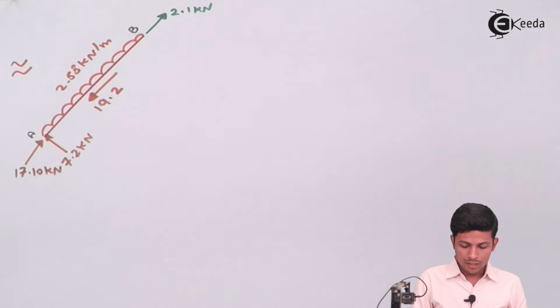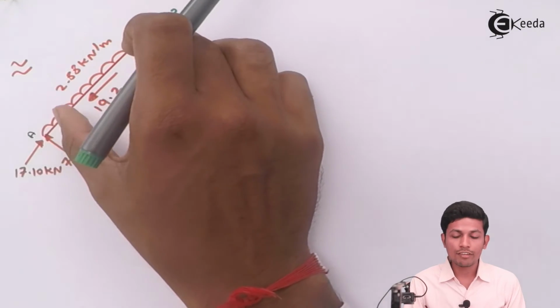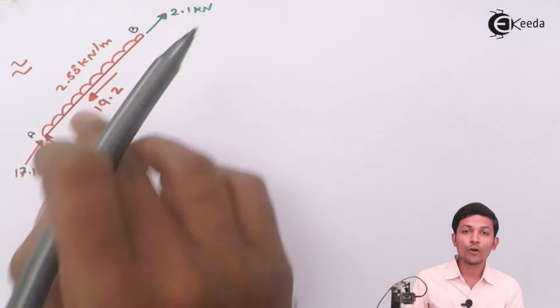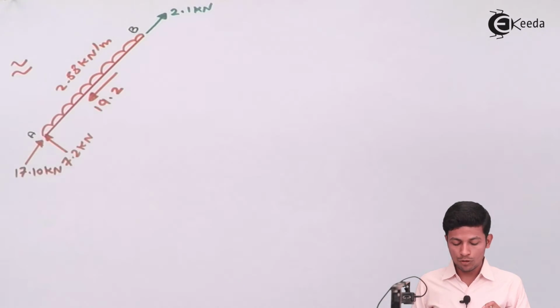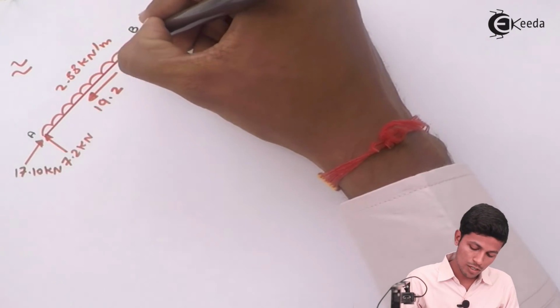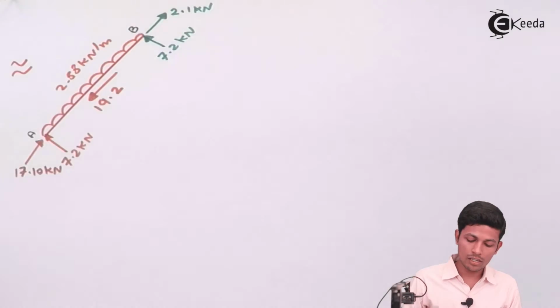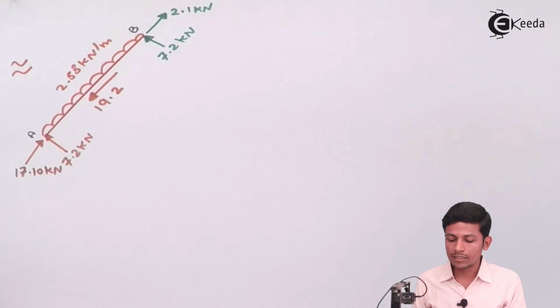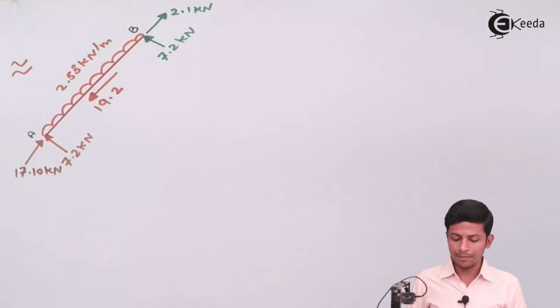Okay, now see, this 2.88 into this distance, which is 5. When we multiply, that value will become 14.4. See, 7.2 is going up and 14.4 is going from up to down. So to balance this, we have to apply over here also 7.2 kilonewton. Okay, now this part is also balanced. Now extend this part and draw the AFD, SFD and BMD.